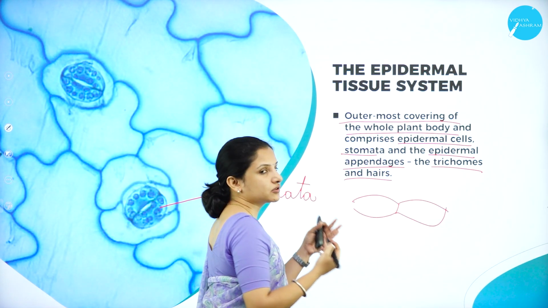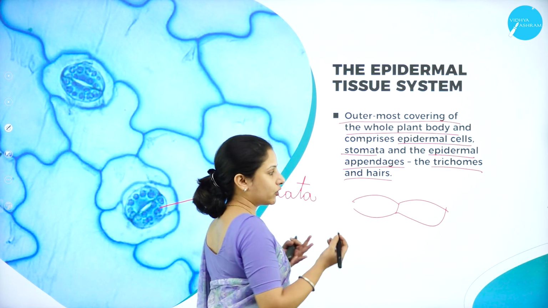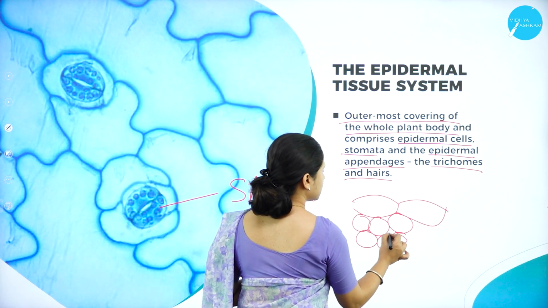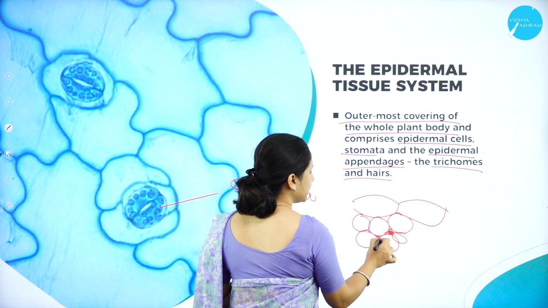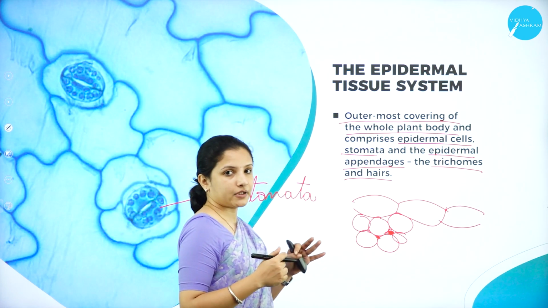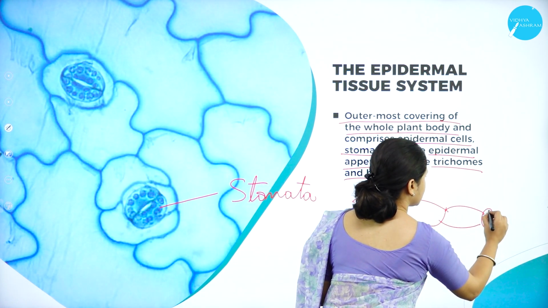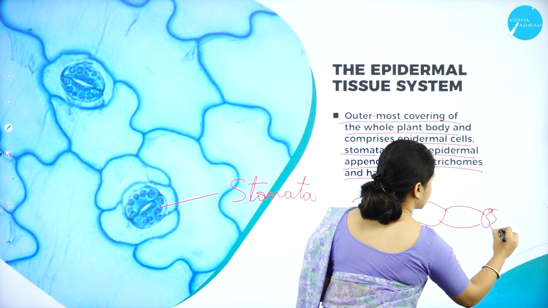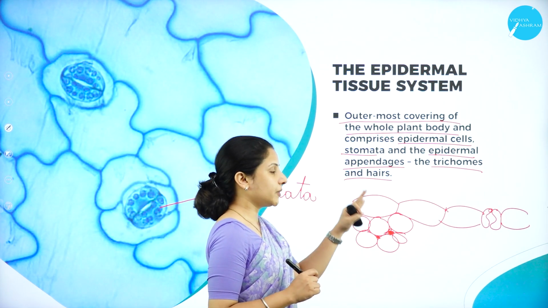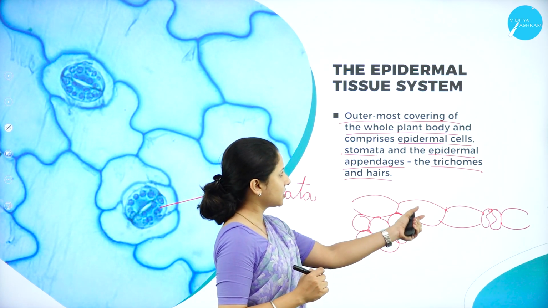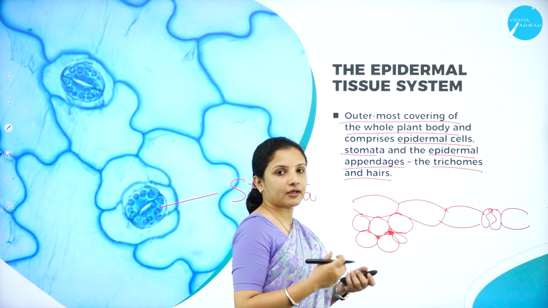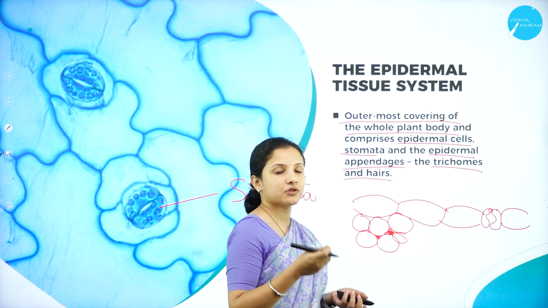Inside the epidermis, all the other cells of the plant body will be present. For example, the parenchyma and the collenchyma will be present below the epidermis. So this is the layer of the epidermis. In between the epidermis there is the presence of the stomata. This is how it actually looks. After the stomata, again the epidermal cells will continue. Therefore, the epidermal tissue is composed of epidermal cells which are barrel shaped, and also they have the stomata. Stomata are nothing but the openings which have the guard cells, which are kidney shaped.